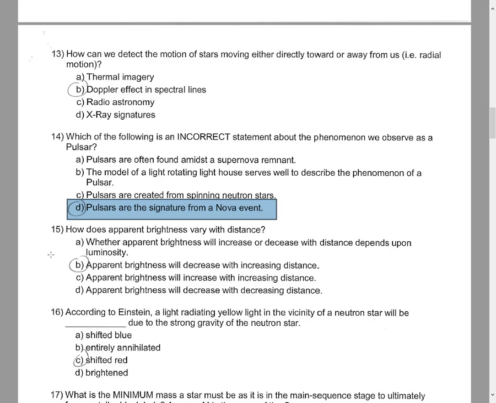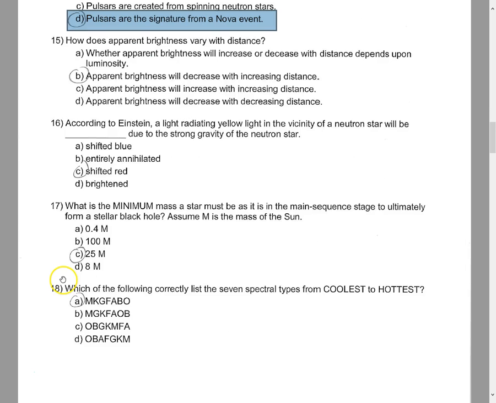Question 15, how does apparent brightness vary with distance? And the best answer there is B, that apparent brightness will decrease with increasing distance. So things become dimmer as they are farther away. Question 16, according to Einstein, light radiating yellow in the vicinity of a neutron star, due to the strong gravity of the neutron star, will be redshifted or shifted to the red part. So C is the best answer there. Question 17, what is the minimum mass a star must be on its main sequence to ultimately form a stellar black hole? And we talked about that being 25 solar masses or greater as a main sequence star.